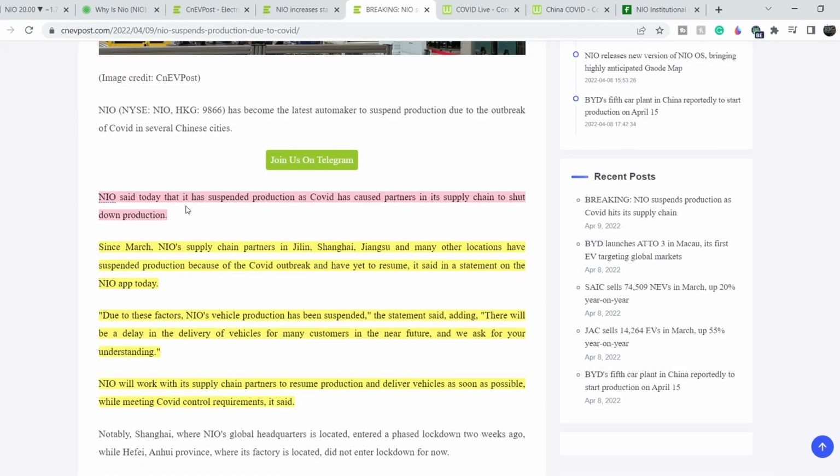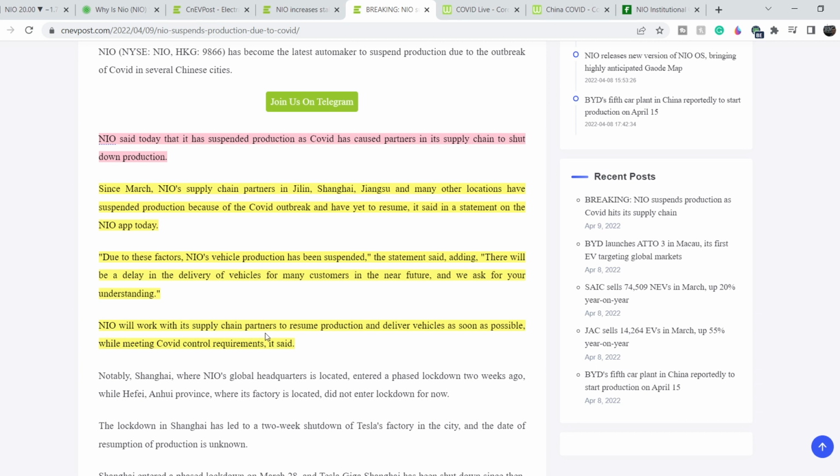NIO said today that it has suspended production as COVID has caused partners in its supply chain to shut down production. Since March, NIO's supply chain partners in Jilin, Shanghai, Yangzhou and many other locations have suspended production because of the COVID outbreak and have yet to resume, it said in a statement on the NIO app today. Due to these factors, NIO's vehicle production has been suspended, the statement said, adding, there will be a delay in the delivery of vehicles for many customers in the near future, and we ask for your understanding. NIO will work with its supply chain partners to resume production and deliver vehicles as soon as possible, while meeting COVID control requirements, it said.